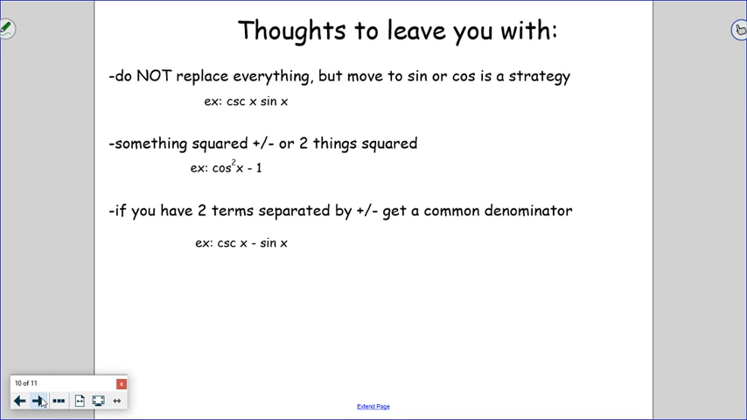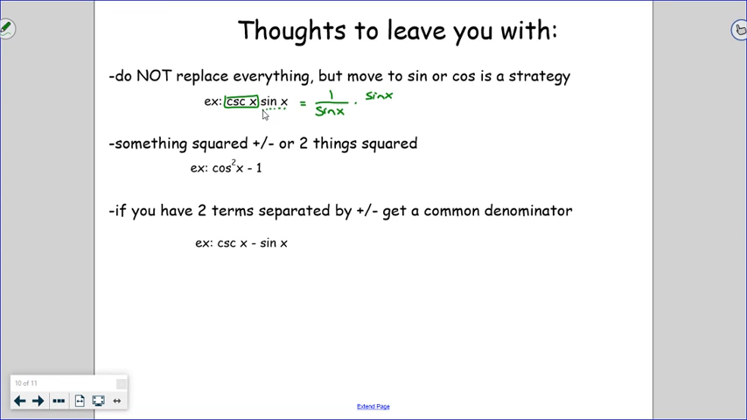So things I'm going to leave you with. Don't replace everything. But I would suggest trying out putting in sines and cosines in your problem. Okay? So just a reminder, that is one of our strategies. Replace things with sine and cosine. But if it is already a sine, leave it. Right? So I would only replace the cosecant in this problem when I was simplifying it. If I replace everything, a lot of times I'll lose what could have simplified.